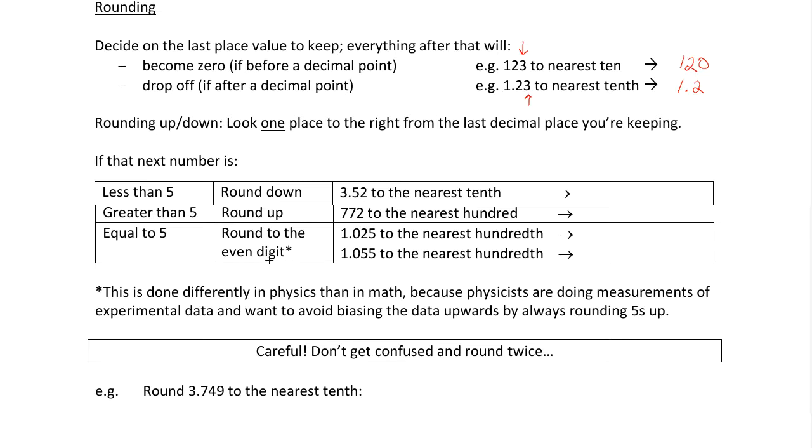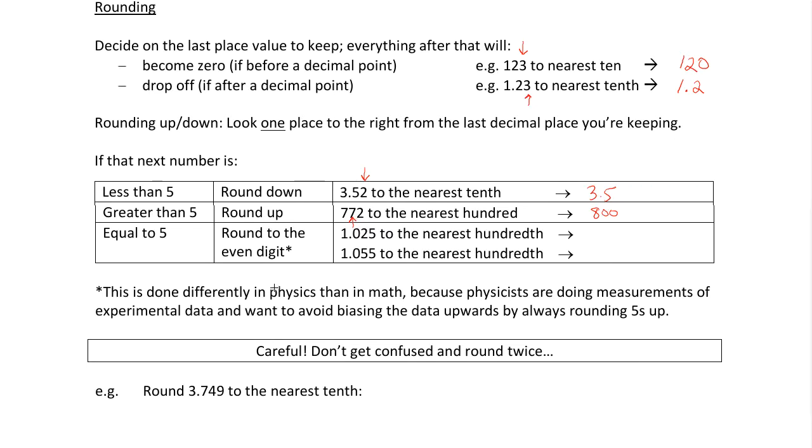So to review those rules that you probably know from before and to add a little twist, if the number that you're looking at is less than 5, you round down. For example, rounding 3.52 to the nearest 10th, I look at that 2 and it's below 5, so I round down to 3.5. If I were to round 772 to the nearest 100, I look at this 7, and because it's greater than 5, I round up to 800.